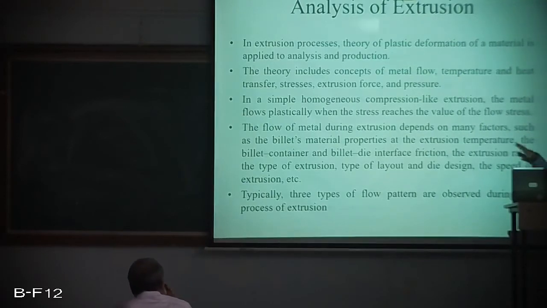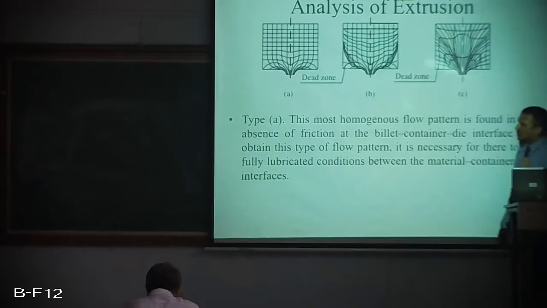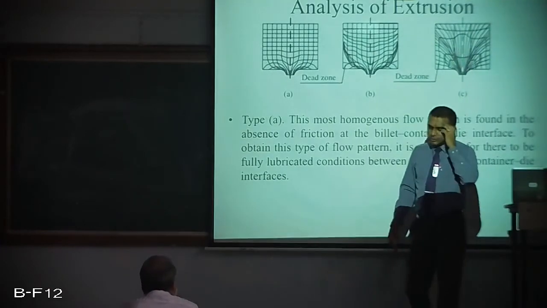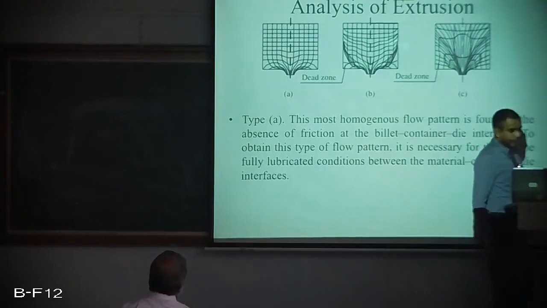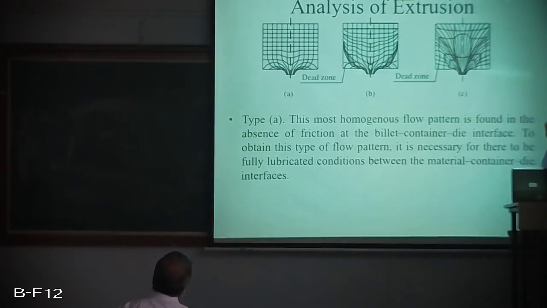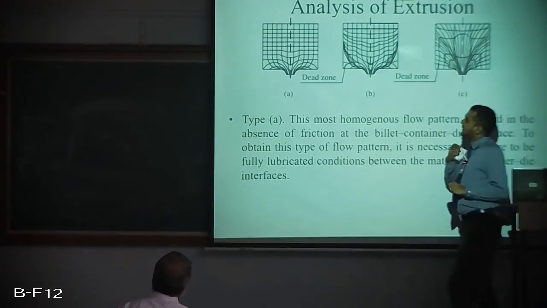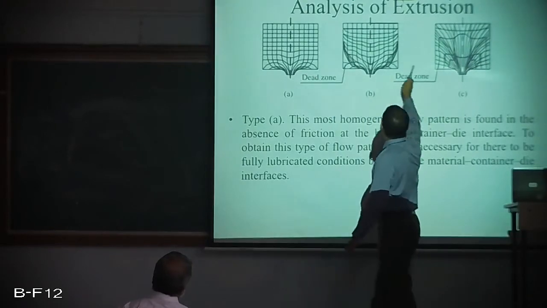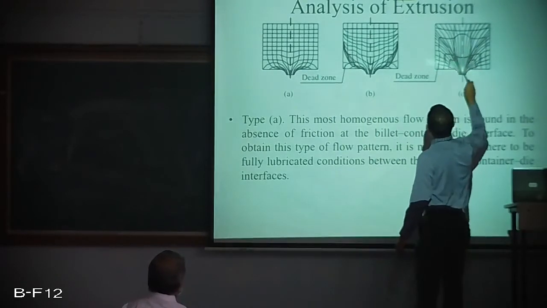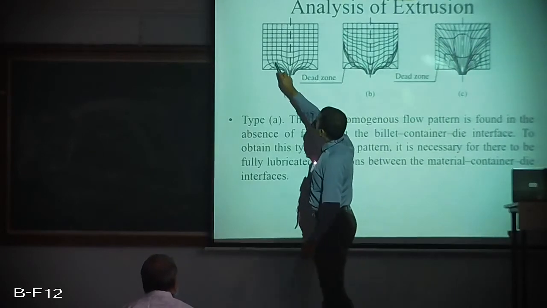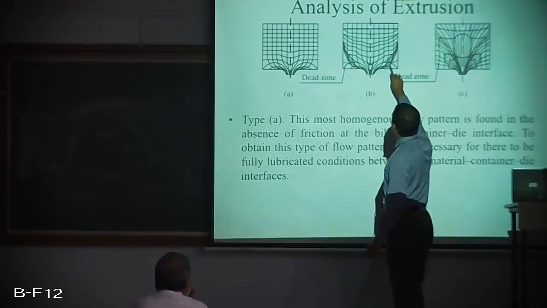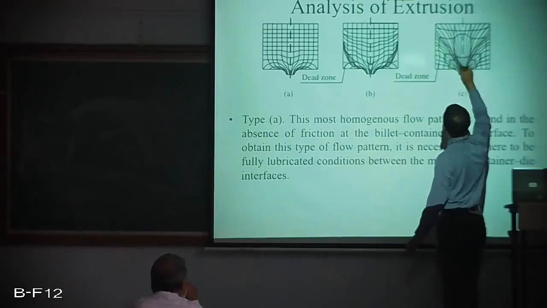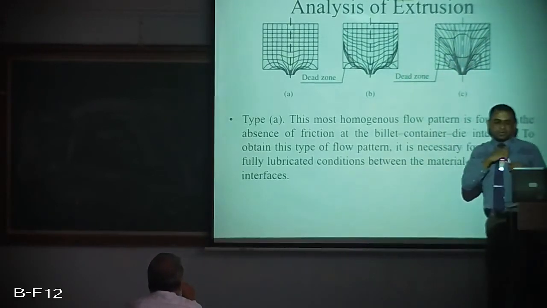Typically, three types of flow patterns are observed during the process of extrusion. So whenever you start extruding a product, there are three types of flow that are formed. Flow pattern, you can see there are three types, 1, 2 and 3. You can see the lines over here, it's almost uniform. Over here it is slightly distorted at the corners, and over here it is completely distorted, okay.